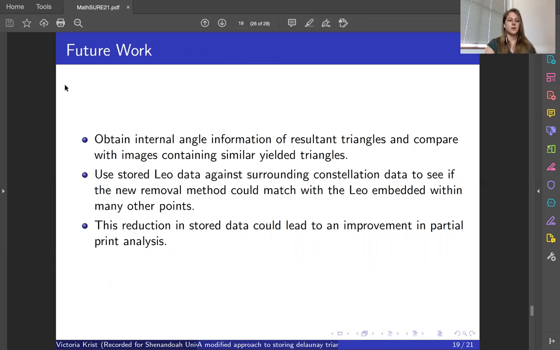Additionally, the reduction in stored data information for one fingerprint or constellation could tackle the partial print issue, since triangles tend to be favored on the edges and center of an image, shown from the data that I've shown.